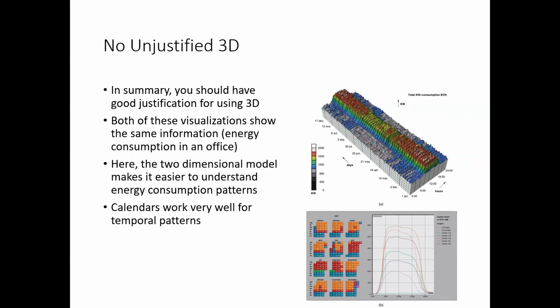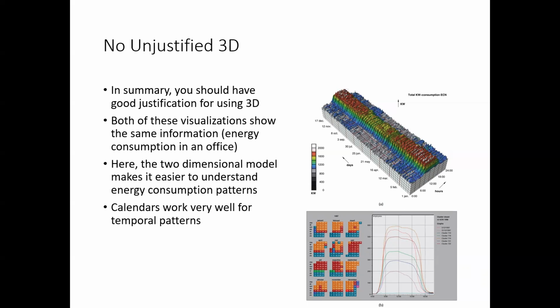Now, both these visualizations in this picture show the same information. That's energy consumption in an office. And here, the two-dimensional model makes it easier for you to understand what the actual patterns are. And the only thing to note is that these are Dutch calendars, and the weeks go down by column and then go over to the next column, over to the next column, versus our calendars that generally go by rows for the weeks.